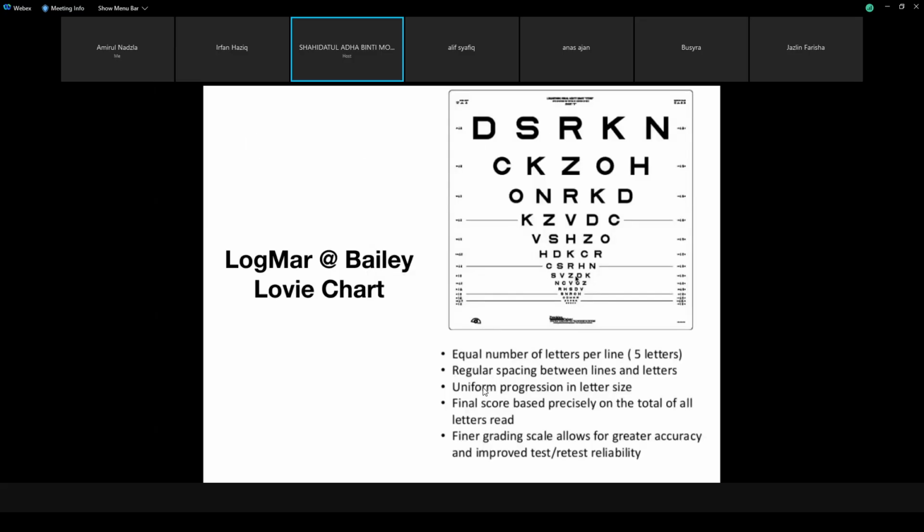Okay, so what are the charts that we have? We have the LogMAR, or Bailey-Lovie chart. This is the preferred one by ophthalmologists and optometrists. If you look from the topmost to the bottom, all lines have 5 letters, and the space between each letter is standardized. The letters also get smaller in a regular way, the progression is regular and standard. So this is very good. And on the grading scale, the smaller the better. The visual acuity is sharper if you can read the lower lines.